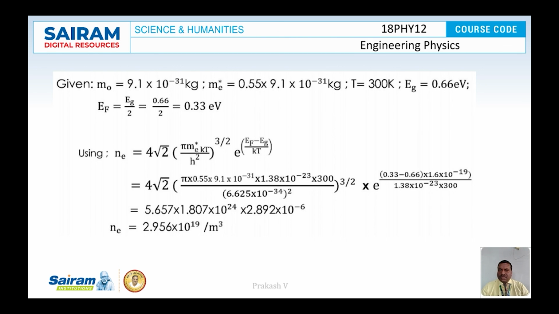And we know that the number of electrons is equal to 4 root 2 into pi m star kT by h square, all to the power of 3 by 2, into e to the power of EF minus Eg by kT. So this is the formula for electron concentration. So substitute all the parameters in this formula. Then after simplification, we are going to get the value of Ne, that is the number of electrons per unit volume, is equal to 2.956 into 10 to the power of 19 per meter cube. So this is the data we are going to calculate here.